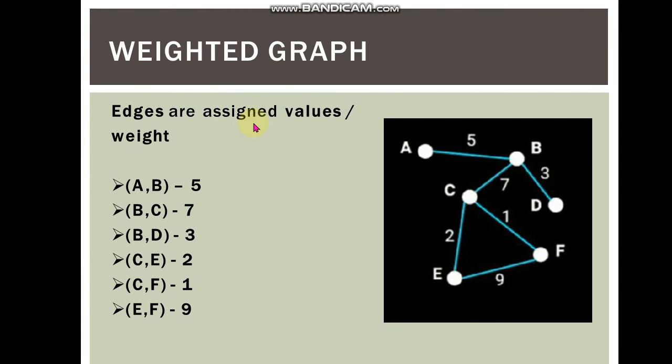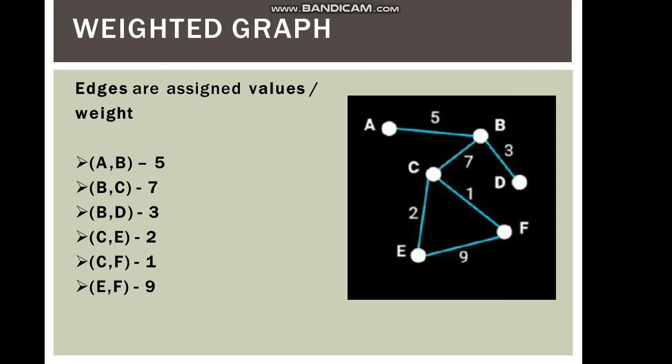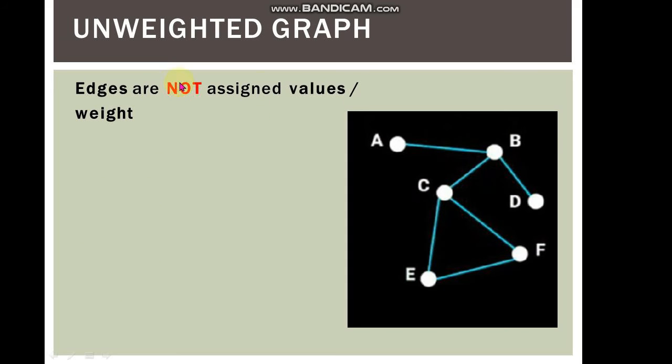Weighted graph. Edges are assigned values or weights. It means the graph has values. Like this, A to B is 5, B to D is 3, C to B is 7, C to E is 2, C to F is 1, and E to F is 9. So like that. Unweighted graph, edges are not assigned values or weights. So it is called an unweighted graph.